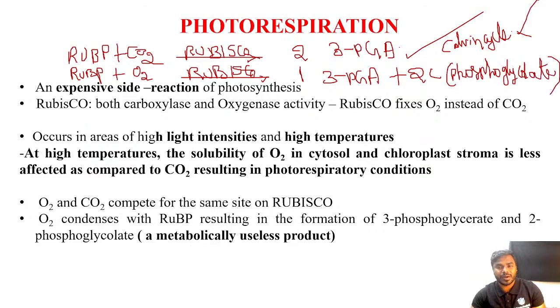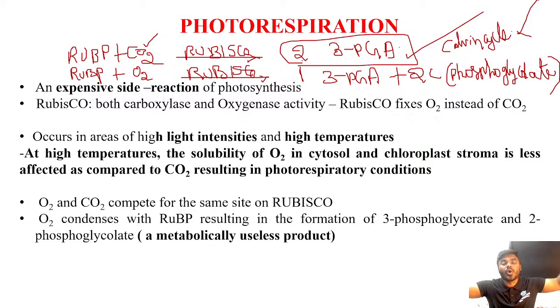Now once again I am revising. When RuBP fixes carbon with the help of Rubisco, we get 2 molecules of 3-PGA, and the Calvin cycle continues. But when RuBP fixes oxygen in the presence of Rubisco, what happens? We get only 1 molecule of 3-PGA. Now understand, my friends, if only 1 molecule of 3-PGA is present, there is no way the Calvin cycle will continue.